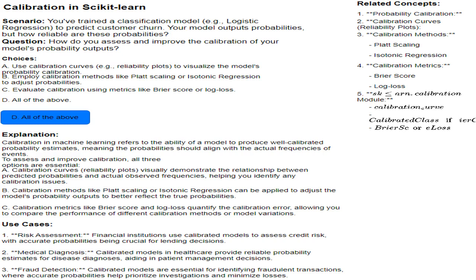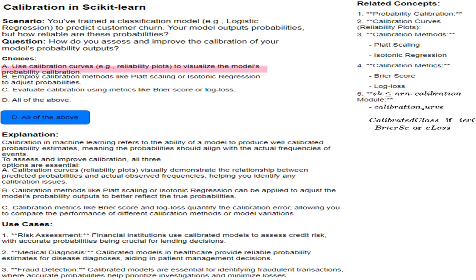You've trained a classification model, e.g., logistic regression, to predict customer churn. Your model outputs probabilities. But how reliable are these probabilities? How do you assess and improve the calibration of your model's probability outputs?